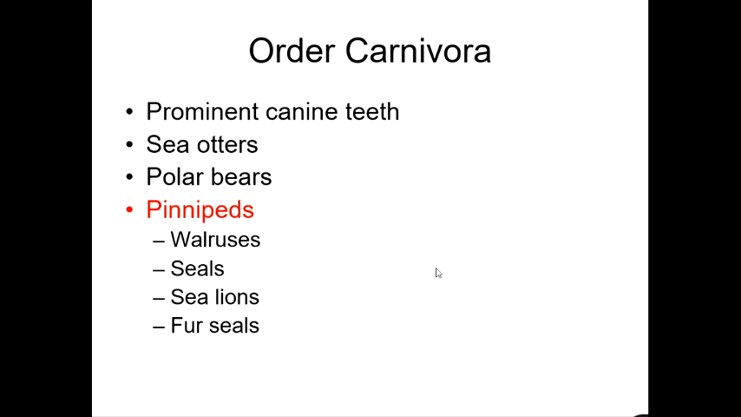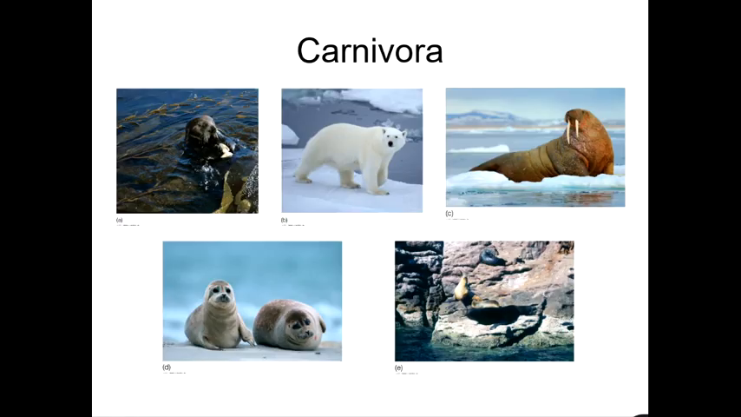So if we look at the carnivores first, these are characterized by having very prominent canine teeth. Remember, this is the weaponry for them to get food. And if we look at the pinnipeds in particular, we have these different groups: the walruses, seals, sea lions. Here's different pictures of these things. Polar bears, I guess you can count in this group because they're regularly sort of fishing in the ocean, spending more time on land than in the water.